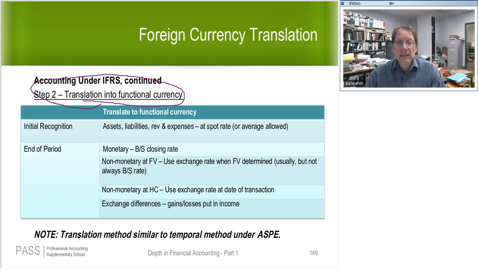Initially, just like before, translate the assets, liabilities, revenue, and expenses when they occur. But then at the end of the period, and this will look very familiar, take the monetary items and translate them again at the balance sheet rate. Take the non-monetary fair value items and translate them again at the balance sheet rate. What about the other non-monetary items? Leave them; don't do anything. And where do the exchange gains or losses go? They go to income. All right. People, what did I just describe?